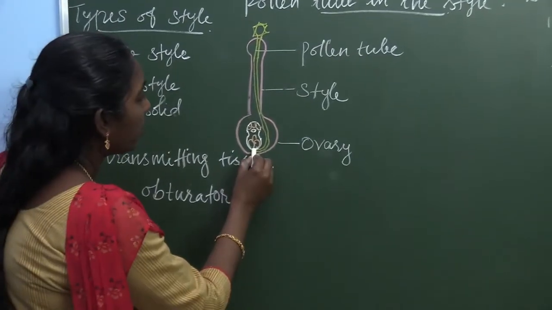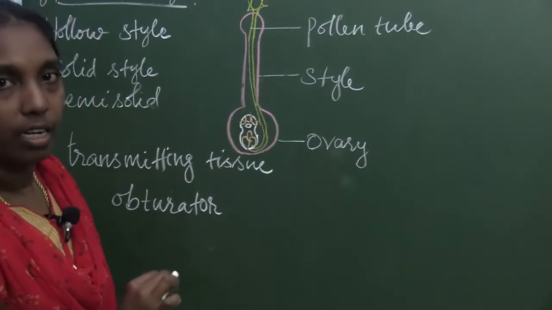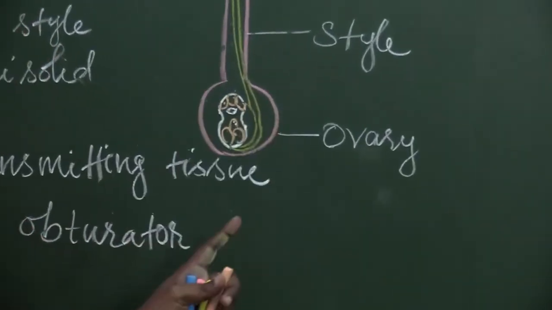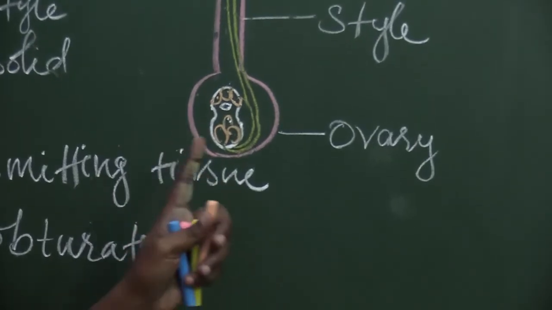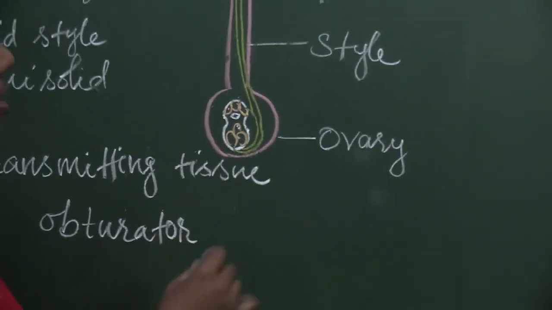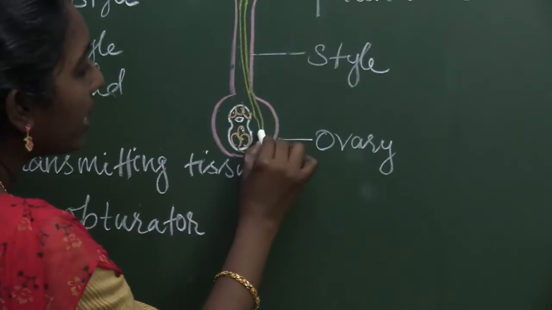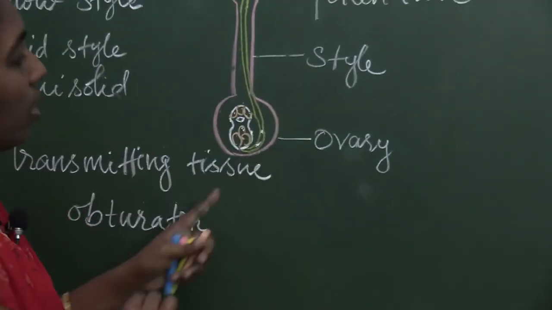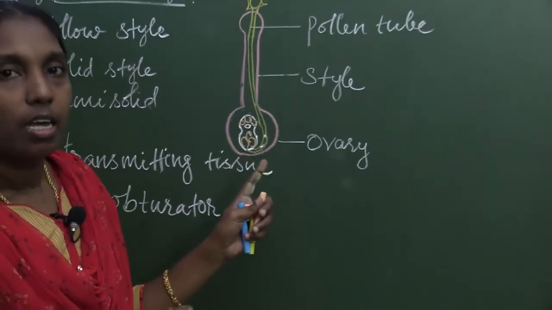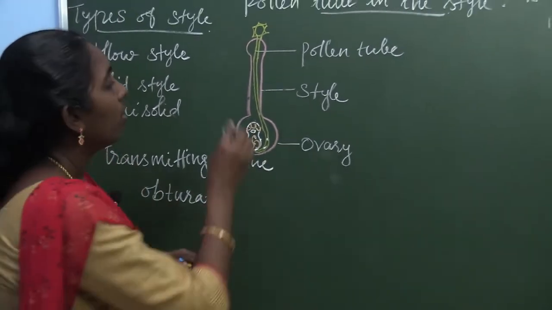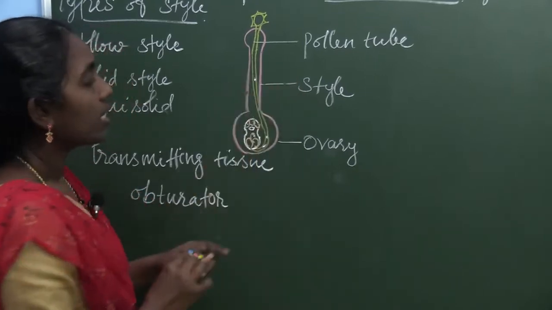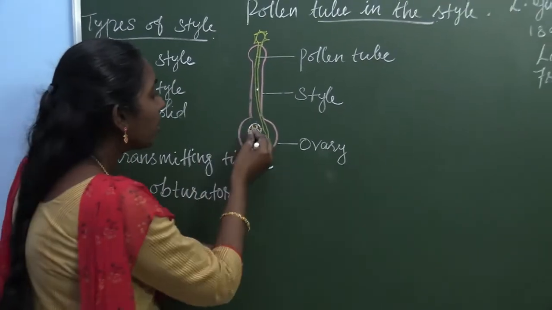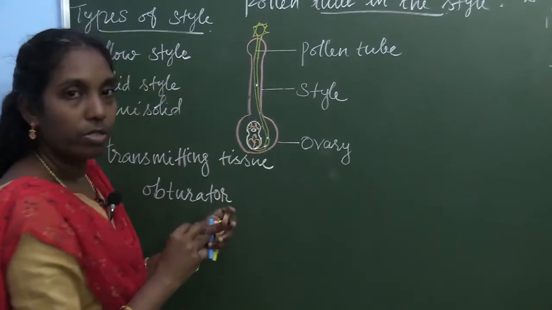So, this is the micropylar region, this is the chalazial region, and in the micropylar region the egg is present. So, fertilization takes place by this male gamete carried through this pollen tube. So, the pollen tube contains 2 male gametes, vegetative tube nucleus and the cytoplasm. All these are discharged into this embryo sac.